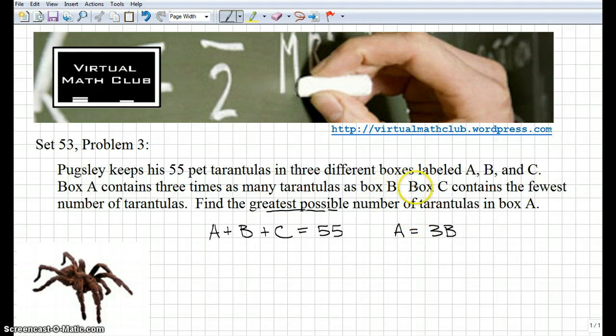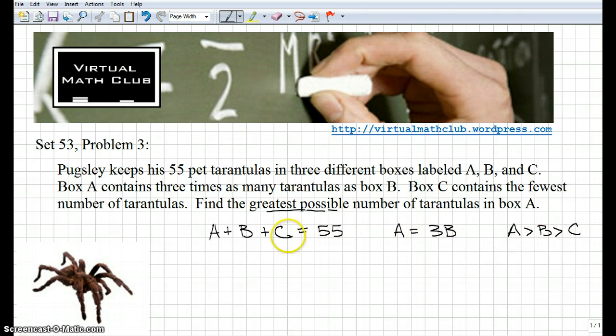And then the other information that we're given is that box C contains the fewest number of tarantulas. So if we were to rank A, B, and C according to the number of tarantulas that they have, then C has the fewest number of tarantulas, and since we know that A has 3 times as many as B, A has the greatest number, B is the middle, and C has the fewest number of tarantulas.